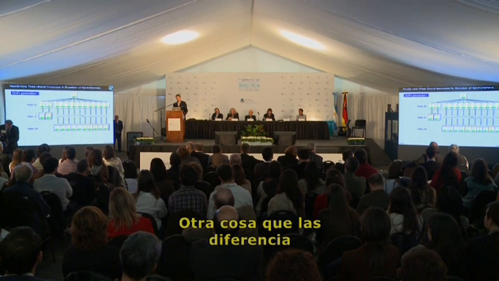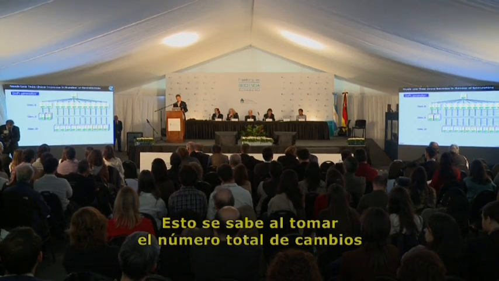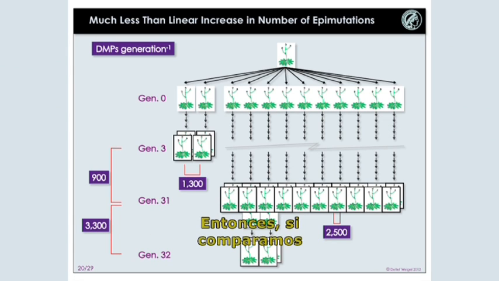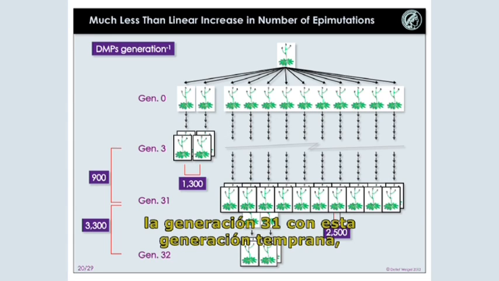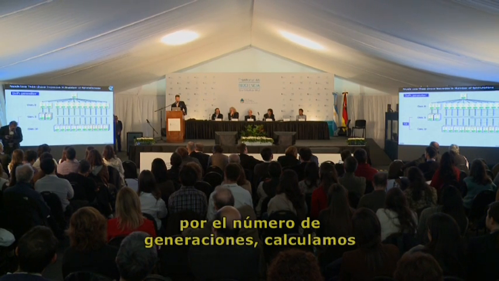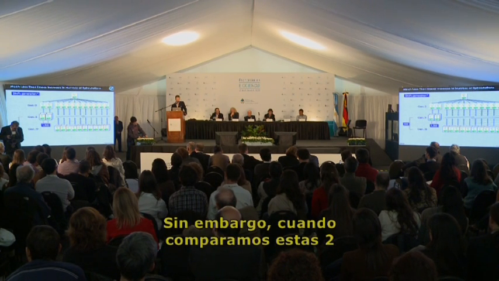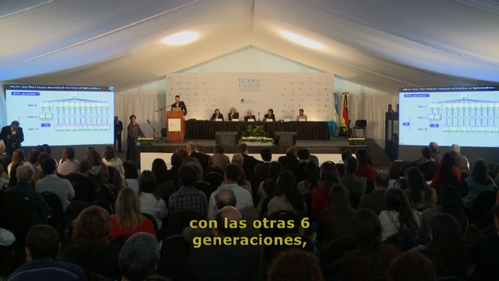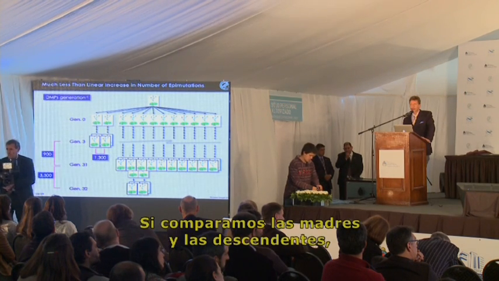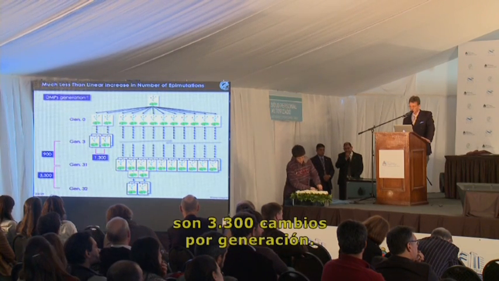The only other thing that makes it very different is the number of apparent changes per generation when you take the total number of changes and divide it by the number of generations. So if we compare generation 31 to this early generation here, the total changes, and divide that by the number of generations, we calculate 900 differentially methylated positions per generation. However, when we contrast these two, which are 6 generations apart, we come up with this number here, 1,300 changes per generation. If we actually compare parents and descendants, it's 3,300 changes per generation.